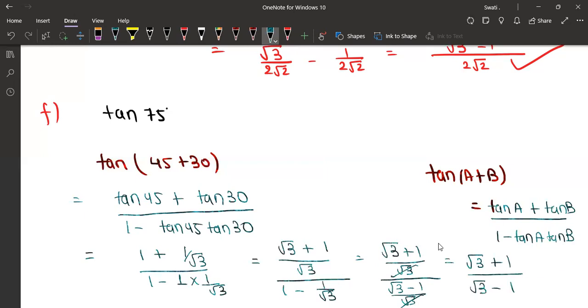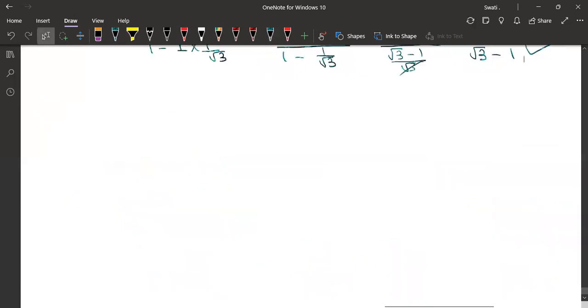And that's the answer. So we are done with these 6 questions where we just found out the values of sine, cos and tan of 15 degree and sine, cos and tan of 75 degree. Now let's move to the next question. So in the next question, we have to prove.